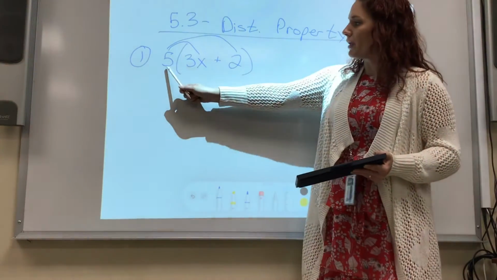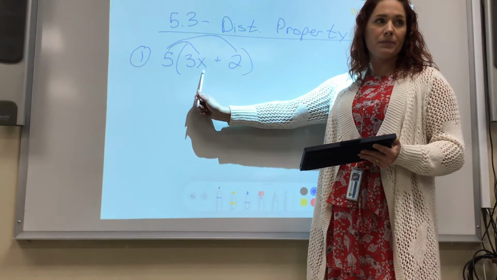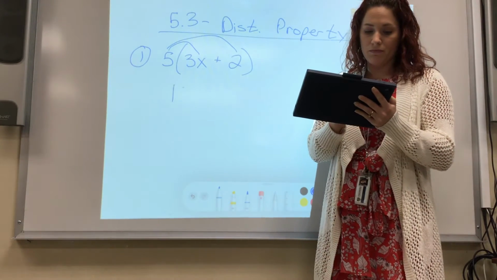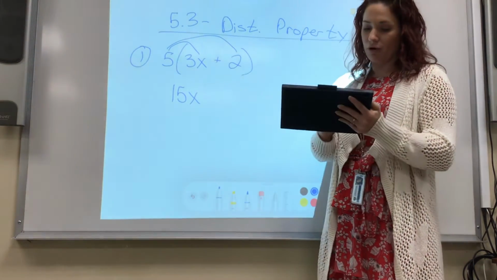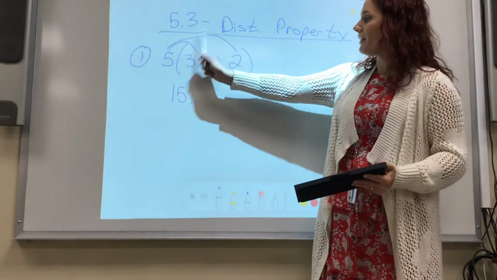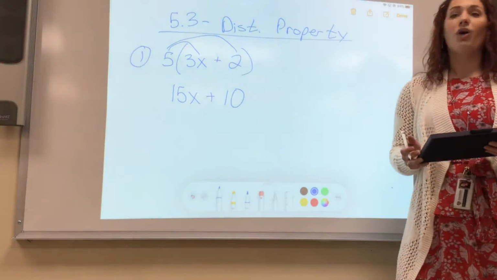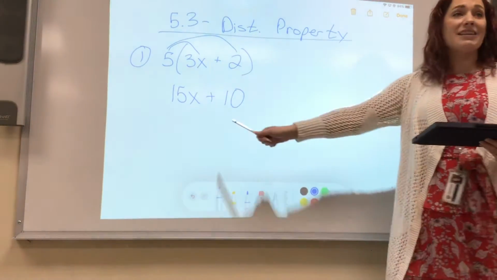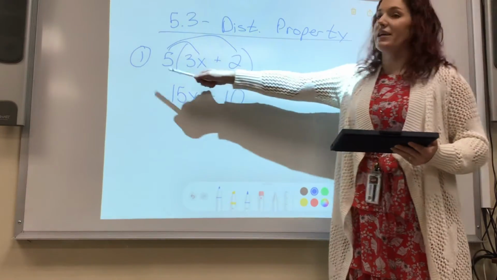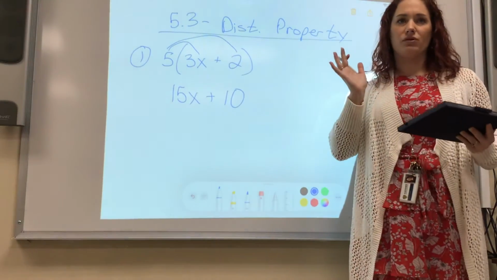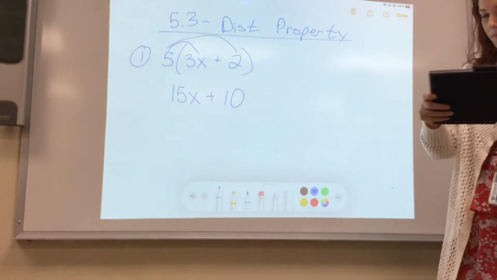What do you get when you multiply 5 times 3x? Claire? 15x, yep. And plus, there's a plus sign in here. We don't have any negatives, so plus. And then 5 times 2 is 10. So that's the distributive property right there. That's the extent of the distributive property. It's just getting that multiplied in so we no longer have parentheses.